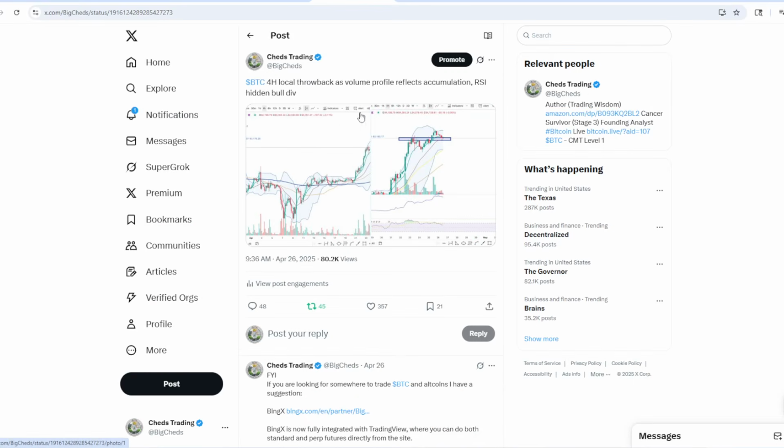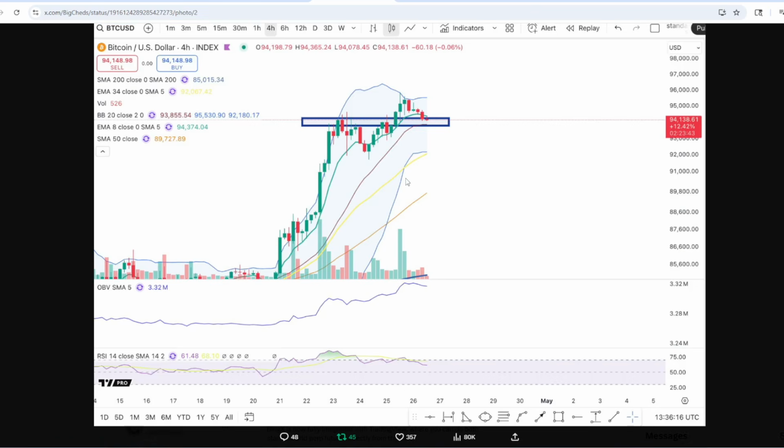So here's an example of that. This is from a tweet back in April. And I pointed out here, Bitcoin 4H local throwbacks. We know that means local, meaning nearby. 4H, 4 hour. Volume reflects accumulation. RSI hidden bull divergence. So what is the hidden bull divergence?